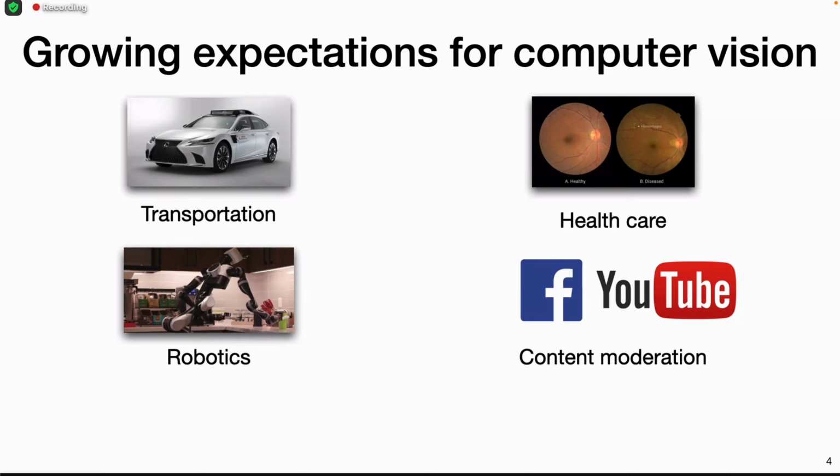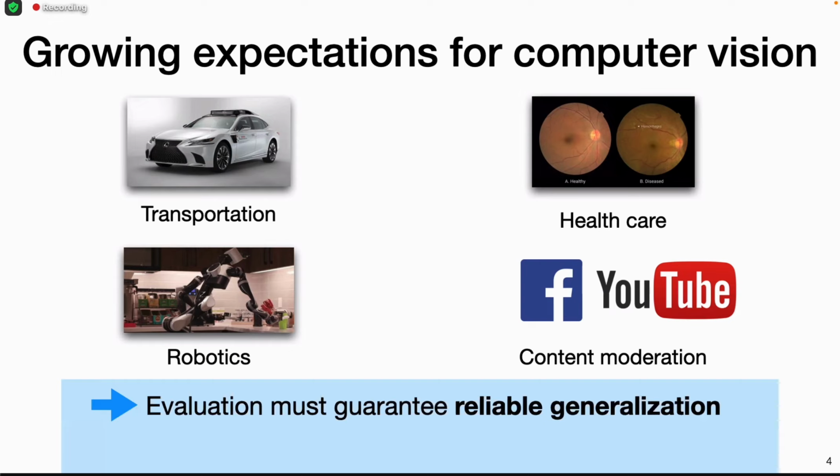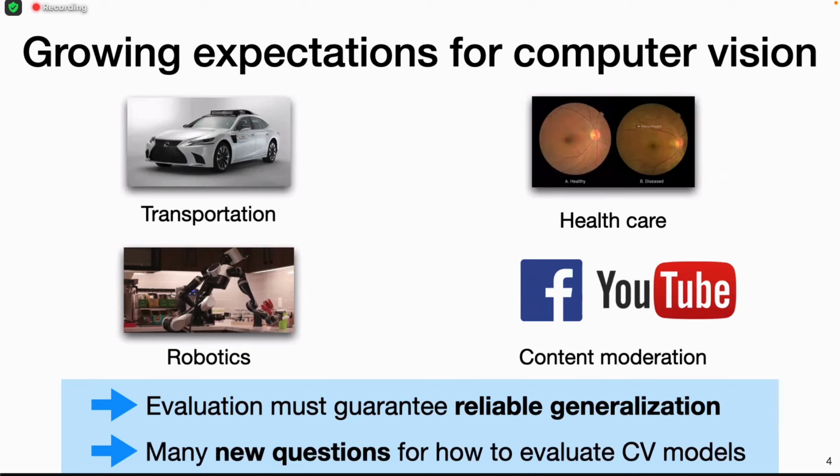And it's great. I think these are many places where computer vision can have positive impact. But if we deploy computer vision in these challenging environments, it's also important that we can do so in a responsible way. And one key element there is that we have evaluation practices in place that guarantee reliable generalization in the real world. So now we don't need to know only, is paper A better than paper B? But we want to know if we put the method in paper A or B out into the real world, how good is it going to be? And this leads to many new interesting questions for how to evaluate computer vision models. And this is going to be broadly the theme of this tutorial.